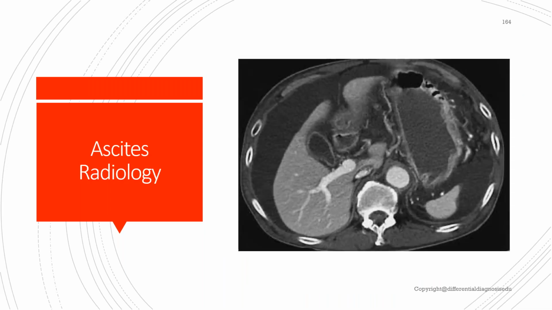So if a CT scan is done, this is how ascites looks. This is the liver, and around the liver, this is all ascites. This is ascites.